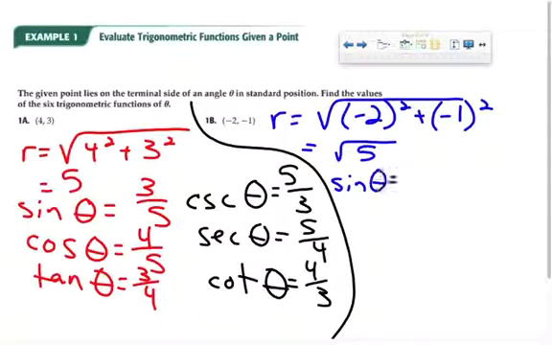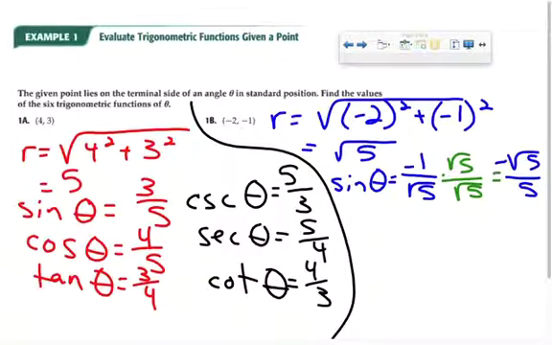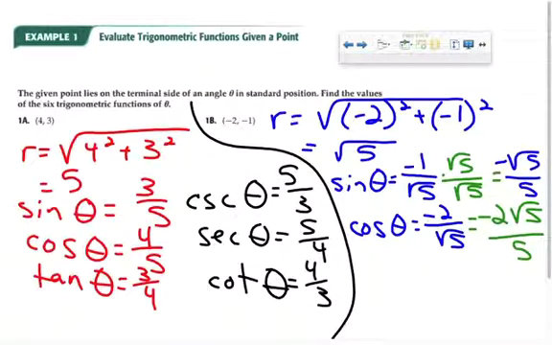So sine of theta is y over r. So that's -1 over the square root of 5. But you need to know by now that you can't have a radical in the denominator. So we multiply top and bottom by the radical, and we get negative radical 5 over 5. Similarly, the cosine of theta, this time that's x over r, so that's -2 over radical 5. And if you can use the last example as something to refer back to, you might already realize this is going to equal -2 radical 5 over 5.